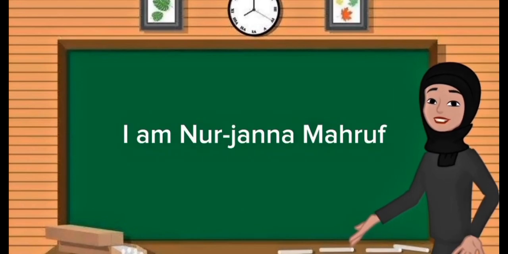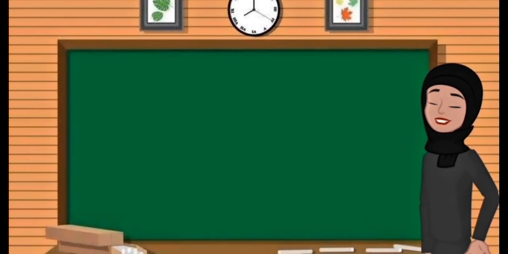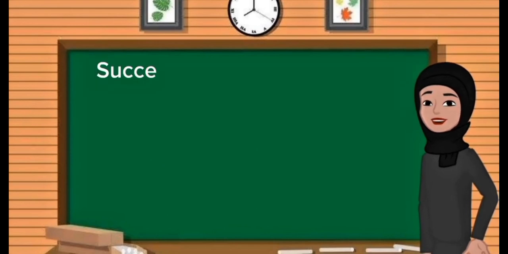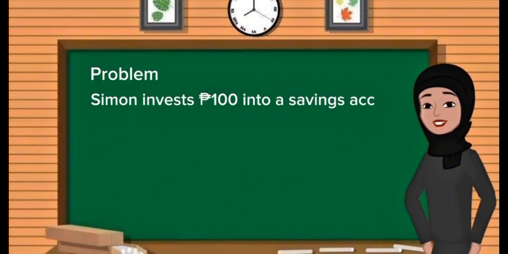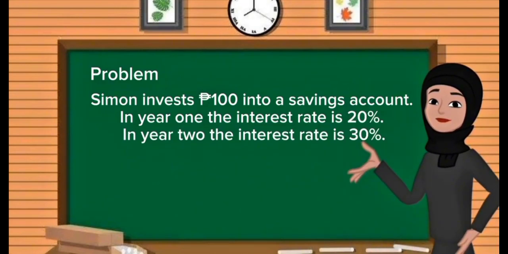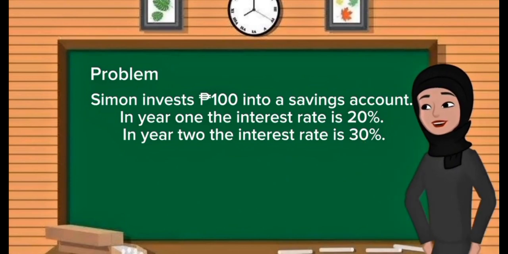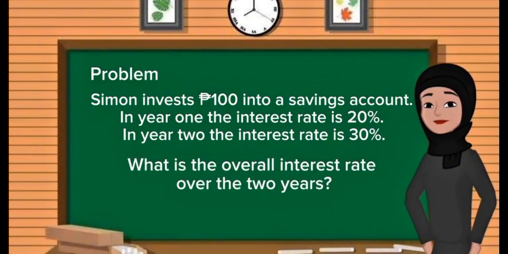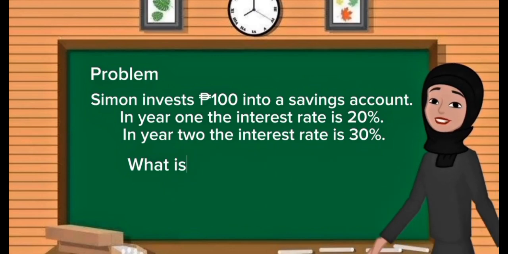Hello, my dear students. I am Nur-janna Mahruf. Now let's learn about another method called successive percentage change. The problem is, Simon invests 100 pesos in a savings account. In year 1, the interest rate is 20%. In year 2, the interest rate is 30%. We're going to calculate the overall interest rate over the 2 years.